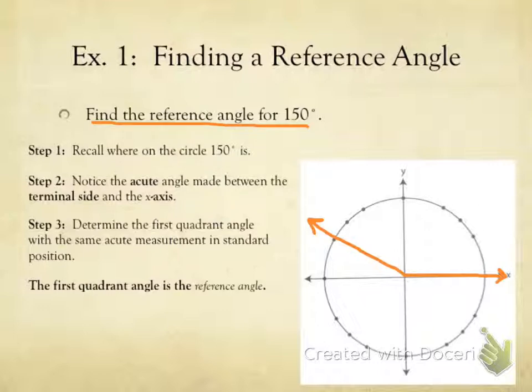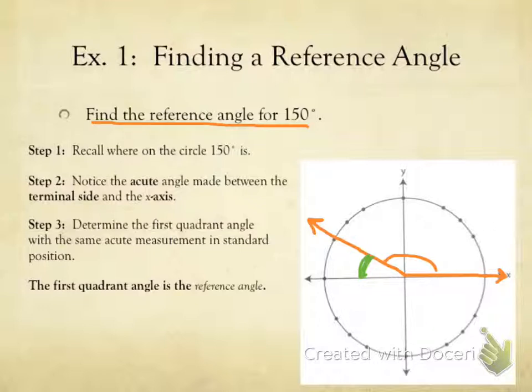Now, step two is to notice the acute angle that is made by the terminal side and the x-axis. So the acute angle here is this one. That's the one that we're actually interested in. So even though this was the angle that I drew with 150 degrees, the angle that I'm actually going to look at for the reference angle is this angle right here.